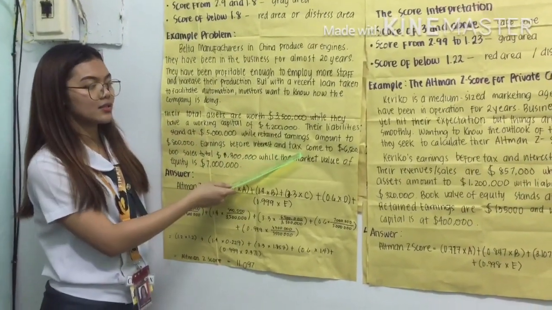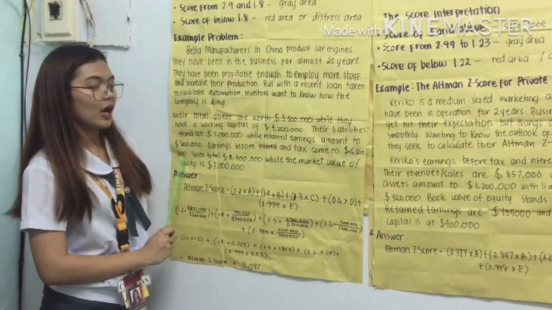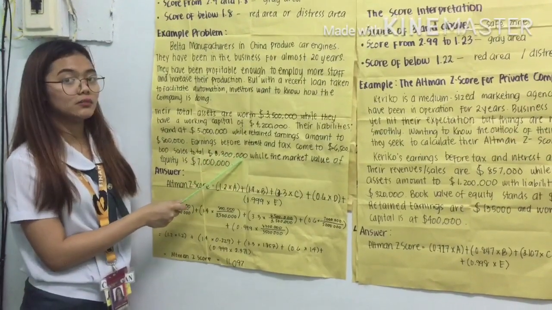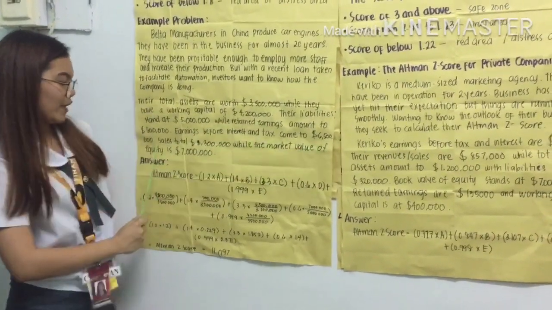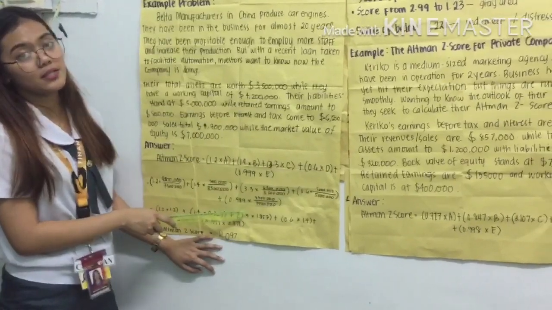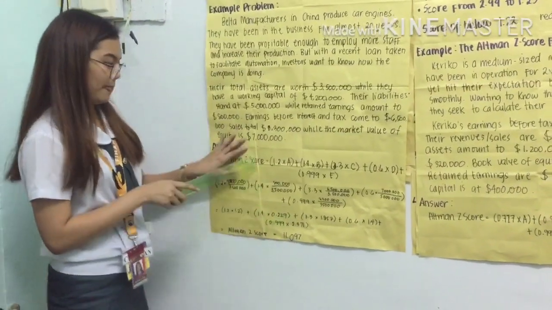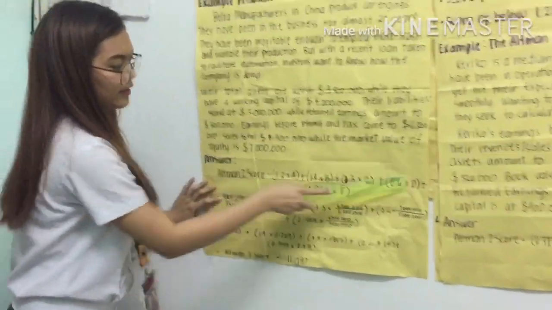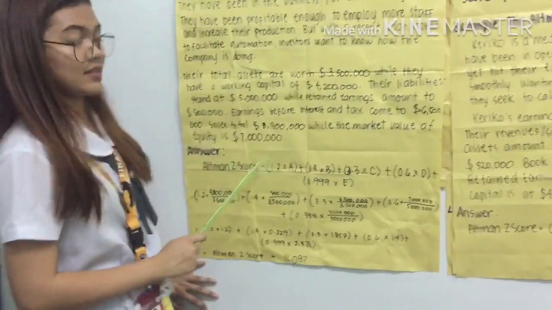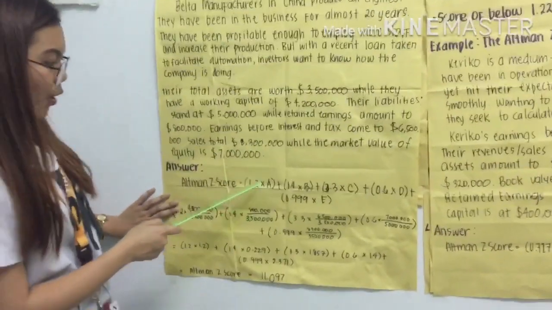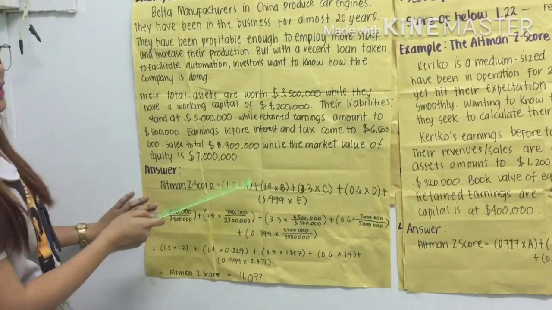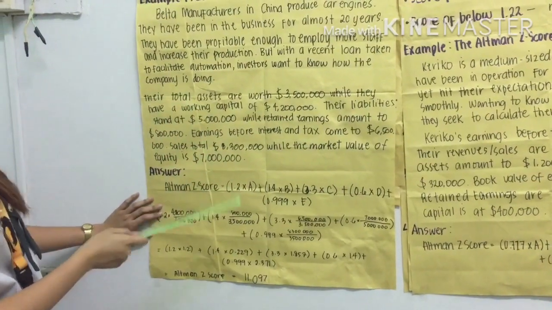Earnings before interest and tax come to $6,500,000. Sales total $8,300,000, while the market value of equity is $7 million. So using the formula of the Altman Z-score for manufacturing companies, we will use the ABCDE formula in getting the Altman Z-score. So first is 1.2 times A. So we know that A is equal to working capital over total assets.